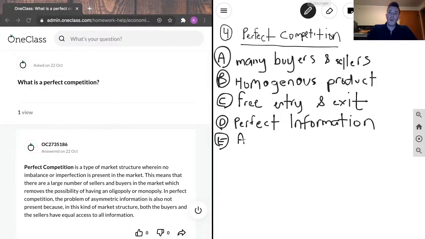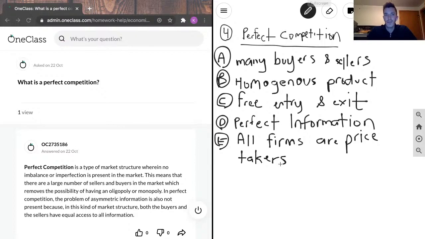Another characteristic is that all firms are price takers. I'll draw the long run graph in a minute and show you how that is. All firms are price takers. What that means is that firms don't have any ability to influence the price. So kind of back to my mushroom example from a minute ago. If a new firm wanted to come into the mushroom selling industry and price their mushrooms way more than competing brands, they wouldn't have any success in the market because nobody would buy their mushrooms. You have to be a price taker.